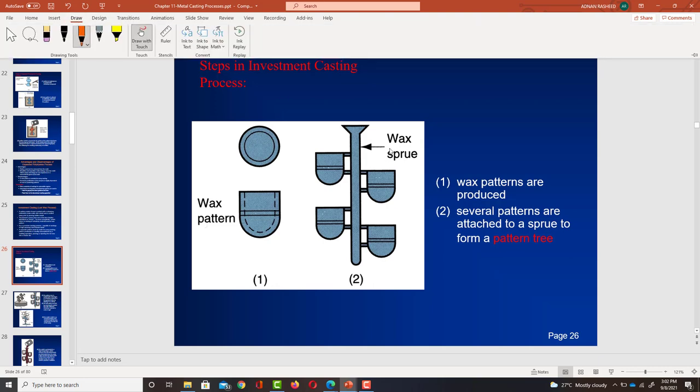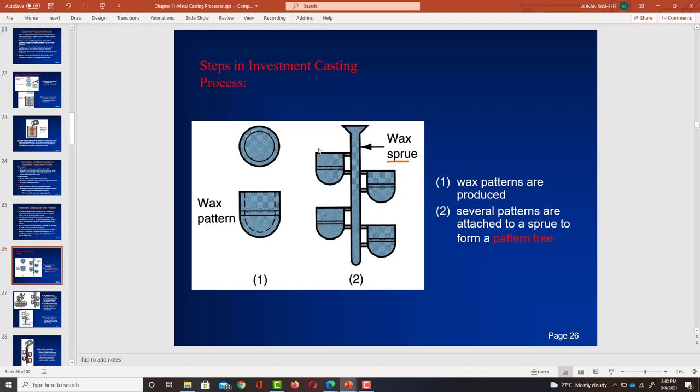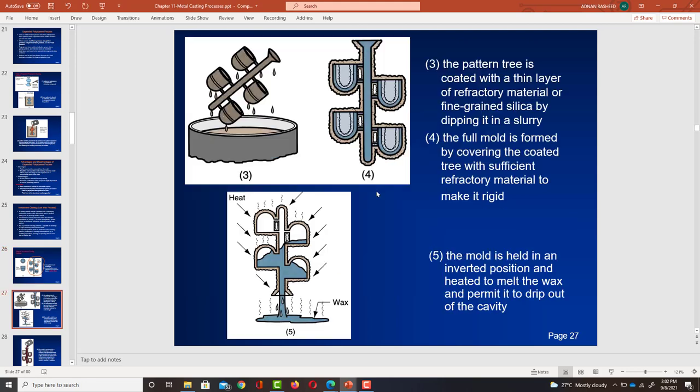So you pick this thing, that this is the wax sprue. Clear? This is the sprue, and these are the parts that you are going to produce. These are the casting parts which you want to produce. So basically this is a pattern that is made up of wax. Clear? All the sprues, pouring cup and gating system are provided in this pattern that is made of wax. Now you have resins or binding material, so you have to dip it in that resin or refractory material. After that you will have the shape like that. It will stick to the wax.